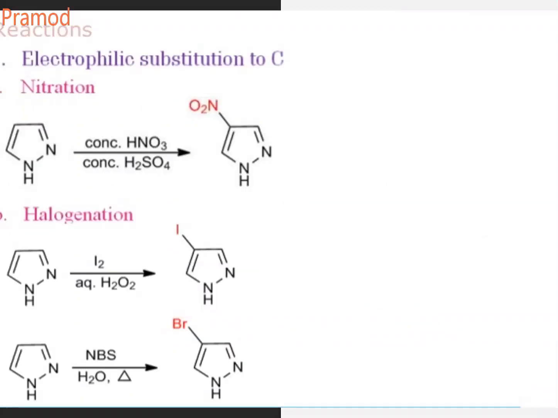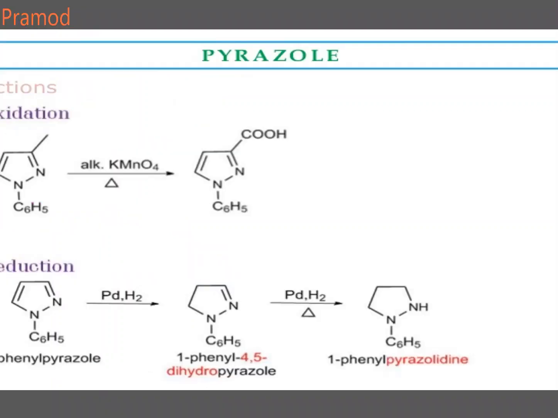So nitration will be at the fourth position. Iodination and halogenation will also take place at the fourth position. Though it is in acidic medium, the ring will be substituted with an electron donating group, so that it will increase the electron density and favor the reaction. Plain pyrazole usually does not undergo this, but substituted pyrazoles undergo electrophilic substitution at the fourth position.